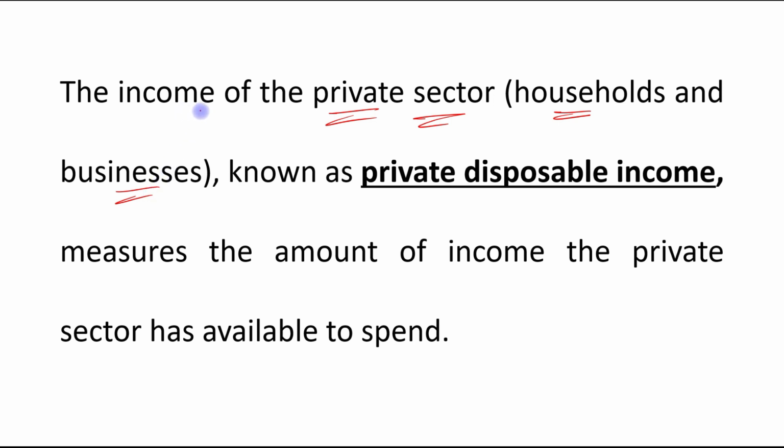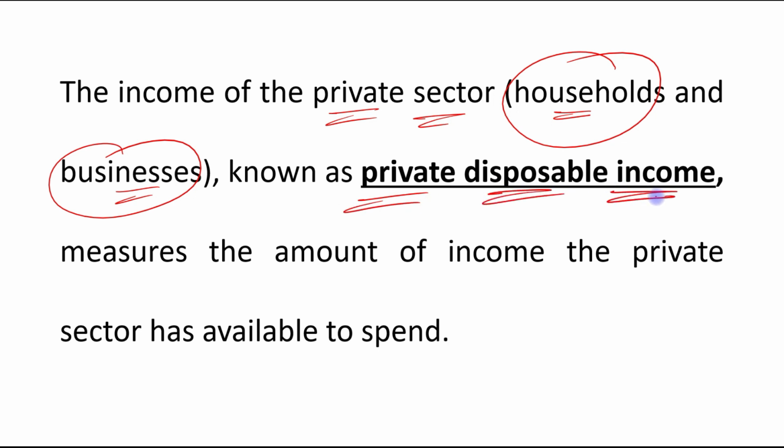The income of the private sector is known as private disposable income. It measures the amount of income the private sector has available to spend. So first of all, you should know that the private sector includes households and businesses. Second thing, income of a private sector is known as private disposable income, and it measures the amount of income which the private sector has available to spend.